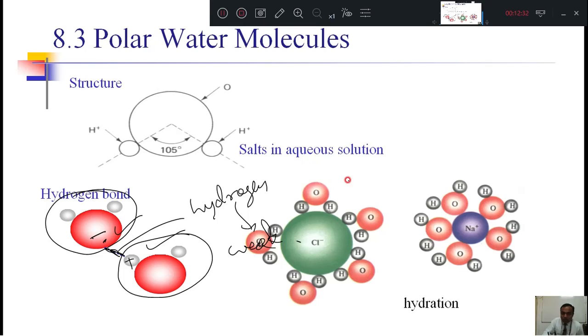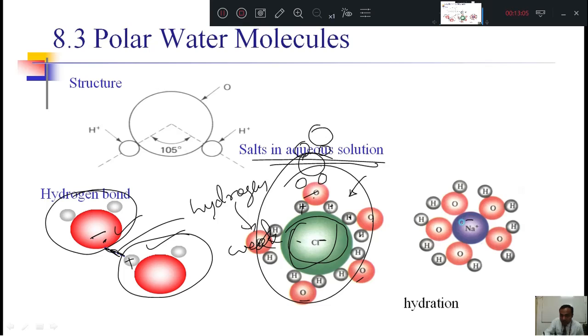Therefore, in salts in aqueous solution, what happens? If any chlorine is there, chlorine is negatively charged. Then when I put in the water, what happens? This chlorine is negative, but the hydrogen is positive, so they will come and attract. But O will be away from that. And this O, what happens? Another water will come and attract like this, and for this another water will come and attract like this. Like that, they will attract and make one solution.